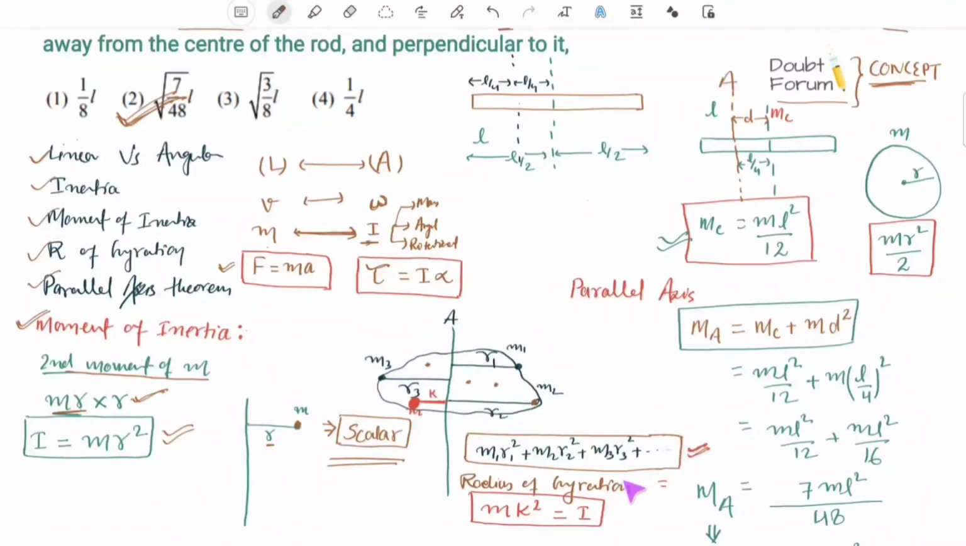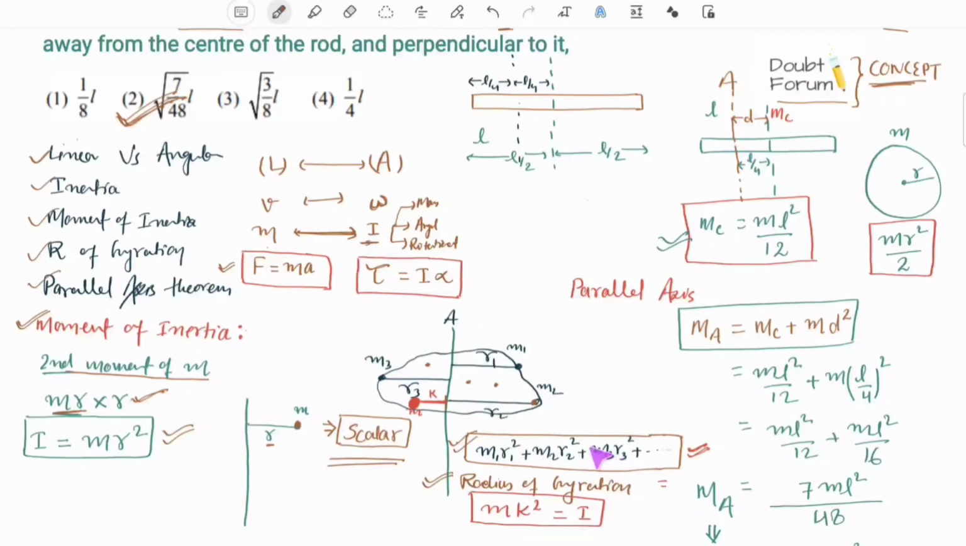Then comes the concept of radius of gyration. Radius of gyration is the distance of an imaginary point which gives the same moment of inertia, if the entire mass was concentrated at this point, as the actual moment of inertia calculated from the actual distribution of the individual particles.